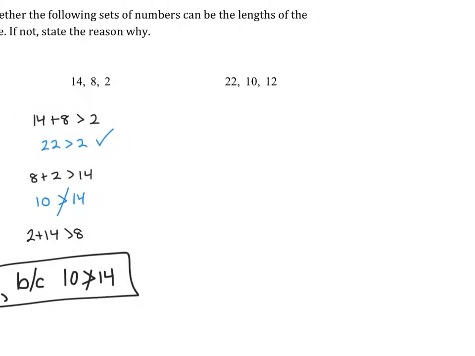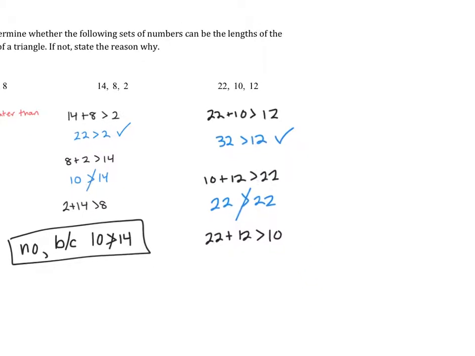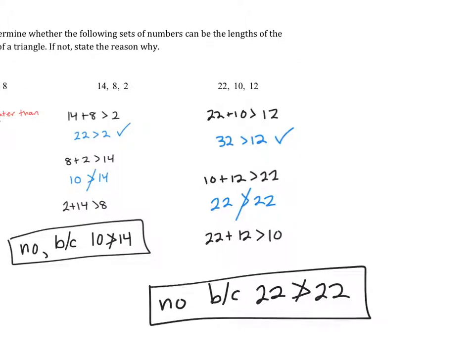And this last one, let's set up our three inequalities. Then 10 plus 12 is greater than 22. And 22 plus 12 is greater than 10. So here we get 32 is greater than 12, so that one works. But here we get 22 is greater than 22. Now 22 is not greater than 22, it's equal to it. So it only works if the value is greater. So no, because 22 is not greater than 22. And now we're done.